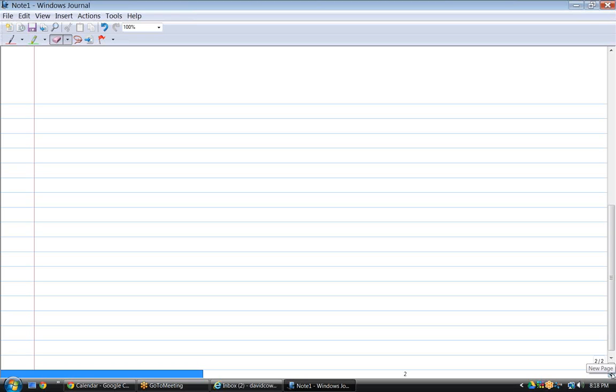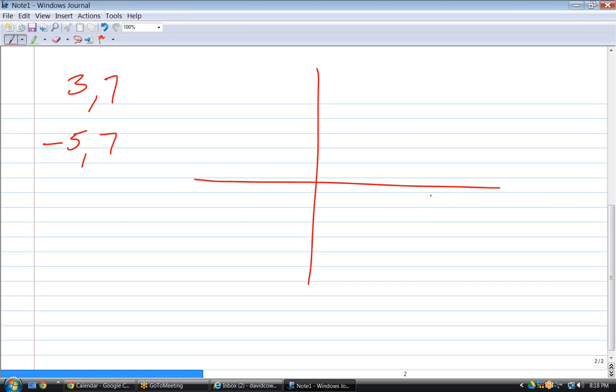What else? A parabola goes to points (3, 7) and (-5, 7). What is the axis of symmetry? So this parabola is either going to be like this or maybe like that. In either case, the axis of symmetry is the same.